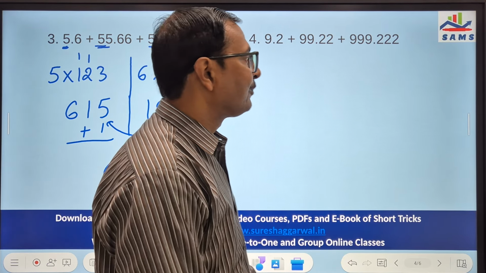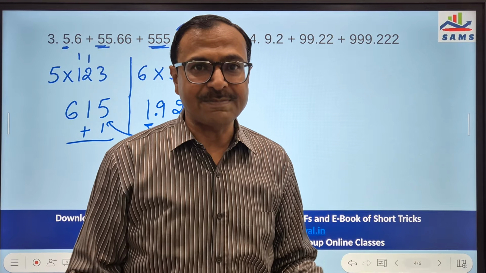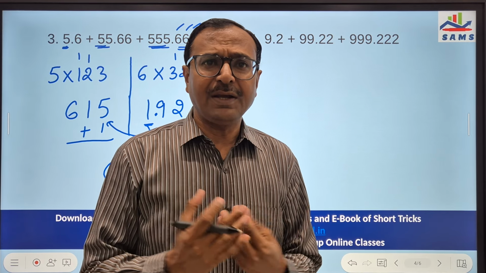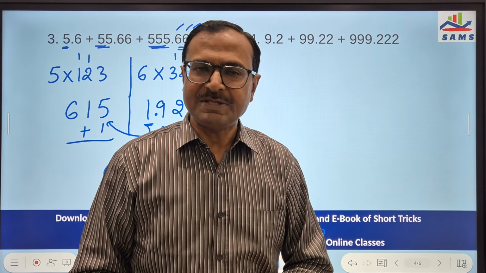Very, very useful trick for all the competitive exams as well. This is going to be very, very important for saving time in the MCQs.